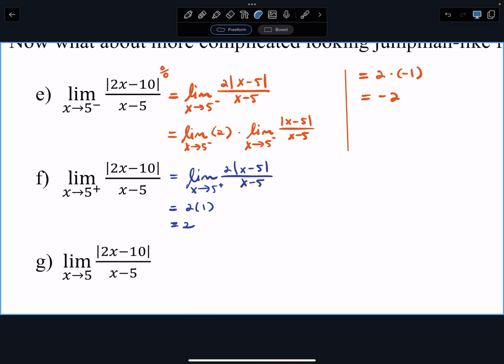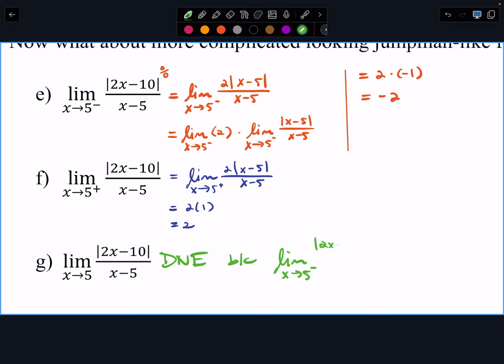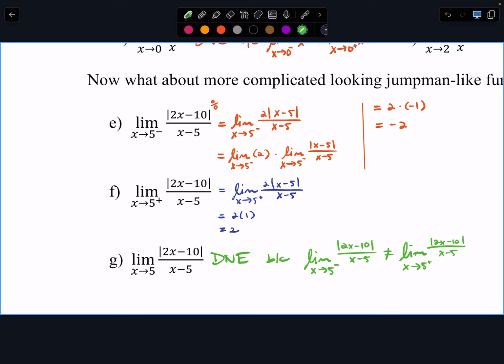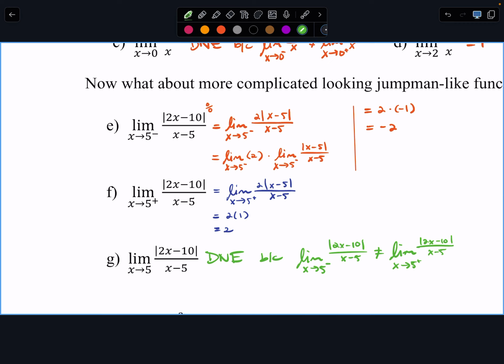All right, you guys, did we get it? Did we get 2? Yeah. Do we understand why? Yes. Okay, so what would we say about the two-sided limit? DNE, because the one-sided limits are not equal to each other. That would be our justification here. Not so bad, right?